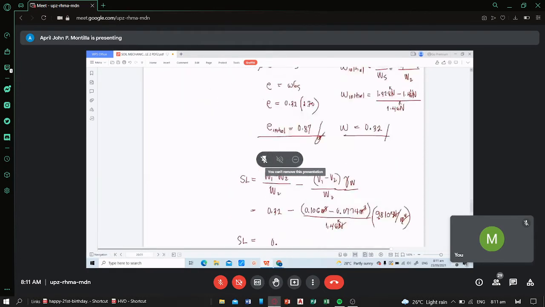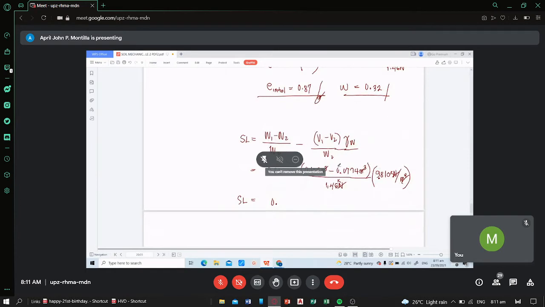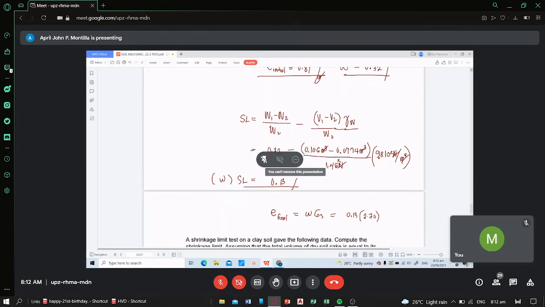Okay, so what is the value in this part? 0.13 po. 0.13. No? So, store nyo yung value niyan. Kapag na-store nyo na yan, that shrinkage limit is a value of water content. And that is the final water of the soil. Is omega GS. Ano yung omega final natin? That is 0.13. Anong GS natin? Pertaining to the solid, hindi yan nagbabago. So, same as 2.7. So, what is final void ratio? Kindly compute.